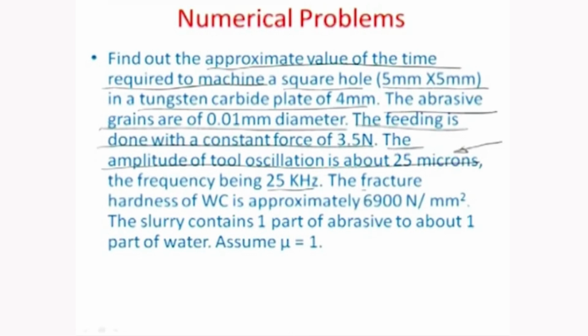For example, the fracture hardness of the tungsten carbide sheet is approximately 6900 Newton per millimeter square, which comes from the indentation test, assuming hemispherical indentation. The slurry contains 1 part of abrasive and 1 part of water, meaning half the volume of the slurry contains abrasive particles, and we assume that the coefficient in the Shaw equation is equal to 1, meaning the diameter of the projection is equal to the square of the average projected diameter of the grain.